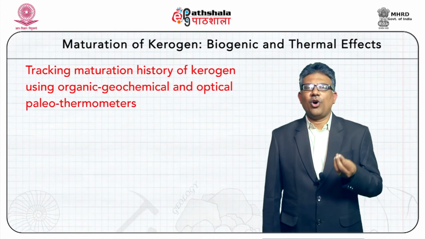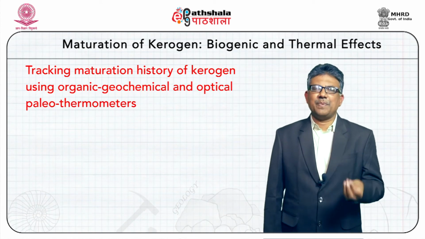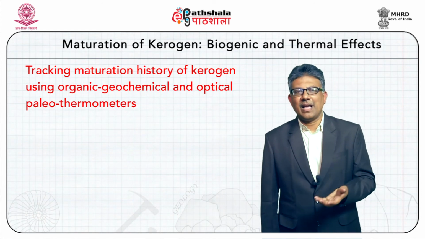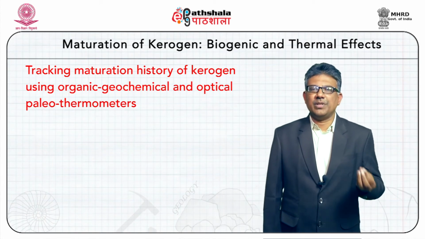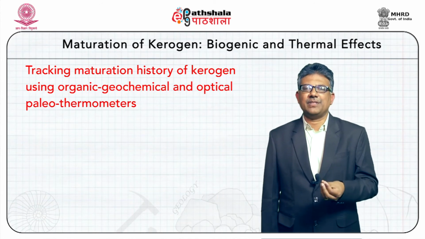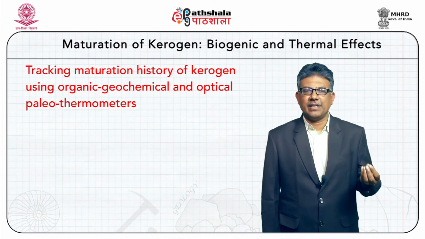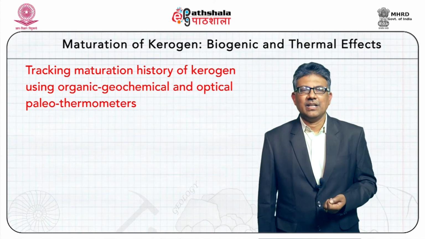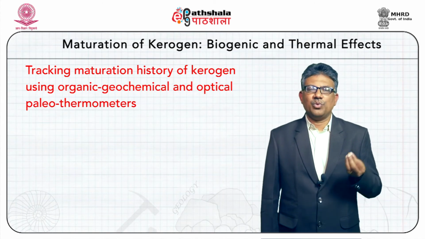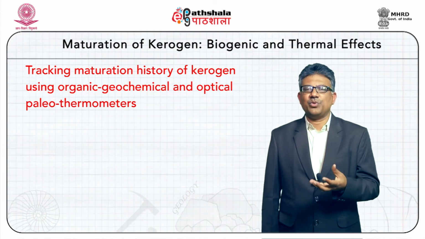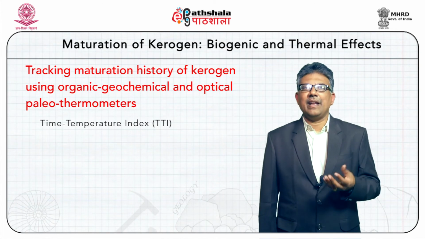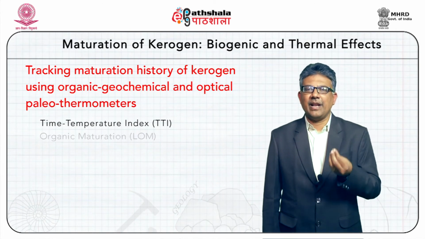Now, the chemical law of kinetics that is expressed in the Arrhenius equation states that the rate of any chemical reaction is related to temperature and time. It is estimated that the reaction rate doubles with every 10 degrees centigrade rise in temperature, as I have already discussed. So, two commonly used indices of maturation that we study to understand the maturation of organic matter are the time temperature index, TTI, and the level of organic maturation, that is LOM.